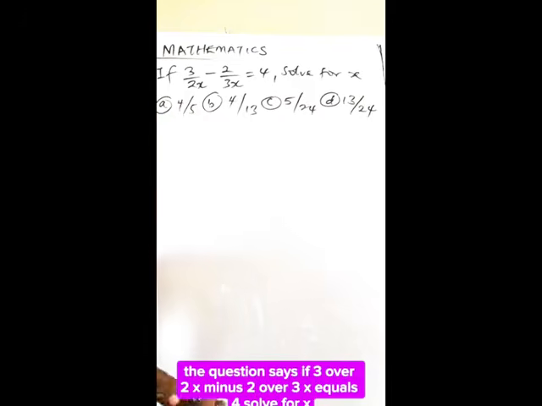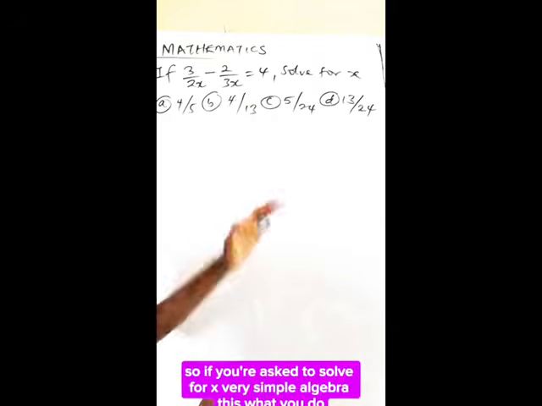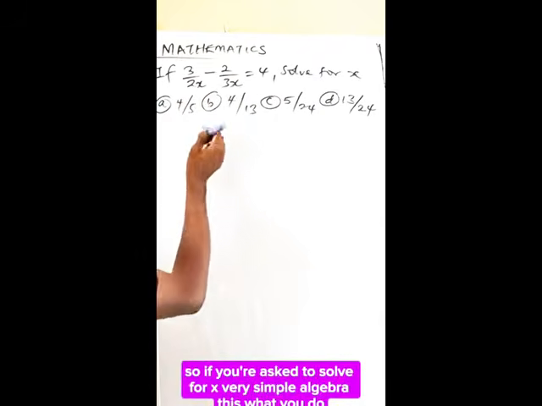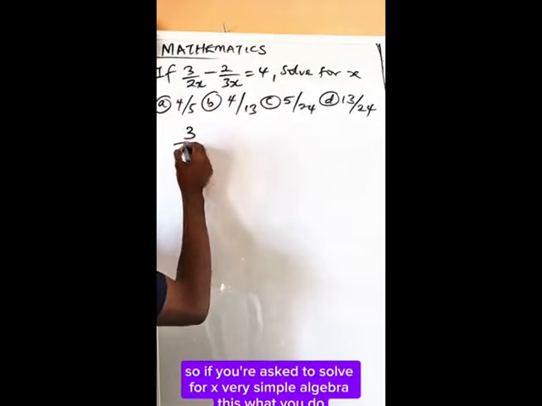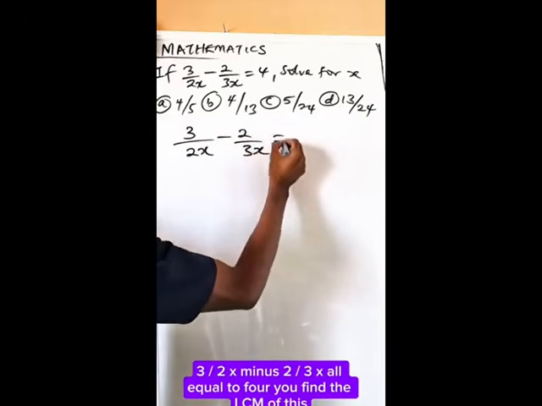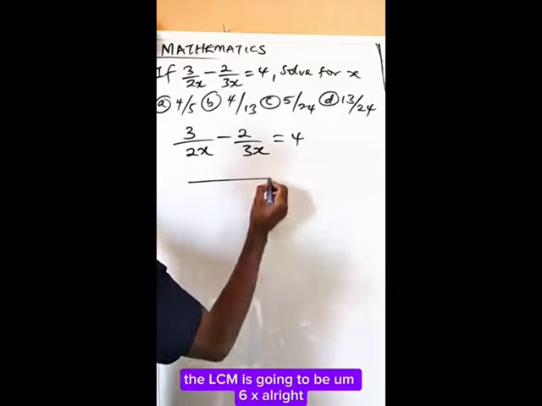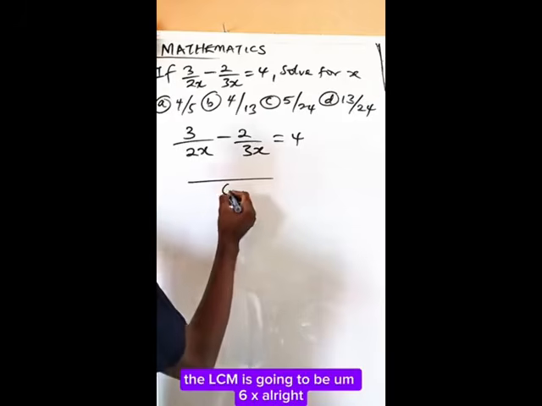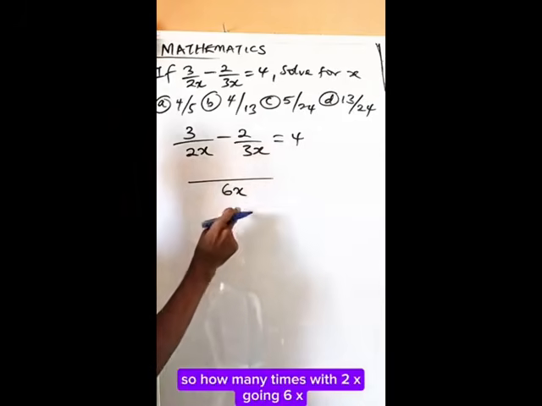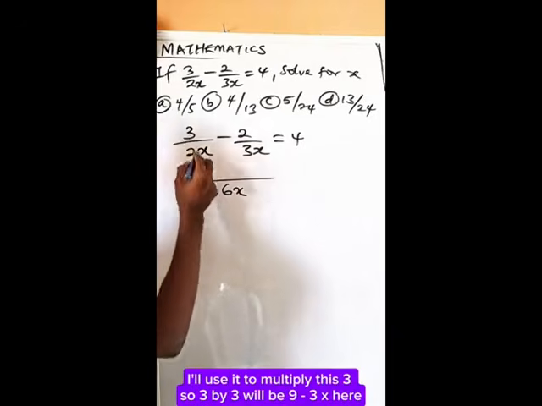If 3 over 2x minus 2 over 3x equals 4, solve for x. So if we are asked to solve for x, very simple algebra, this is what you do. 3 divided by 2x minus 2 divided by 3x all equal to 4. You find the LCM of this. The LCM is going to be 6x. All right, so how many times will 2x go in 6x? That's 3 times. I'll use it to multiply this 3.